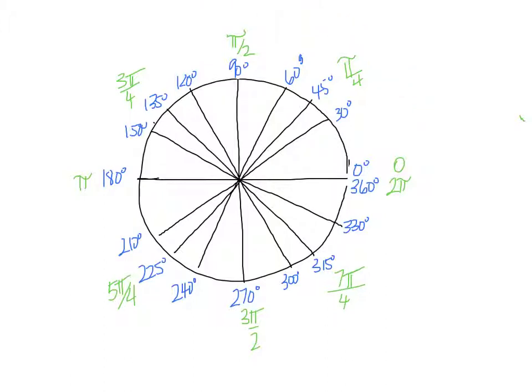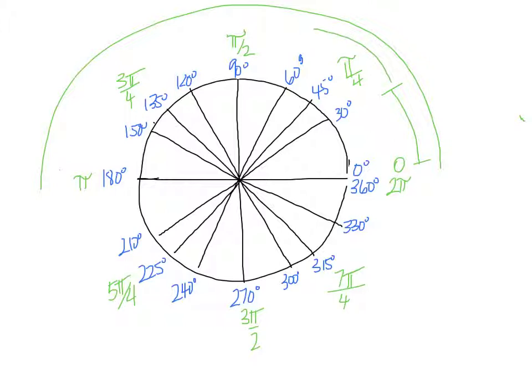All right, let's talk about the 30 degrees. All right, for 30 degrees, if I look at the top half of my circle, from 0 to 180 degrees, that was pi radians. And I have one 30-degree section, and then 2, 3, 4, 5, 6.